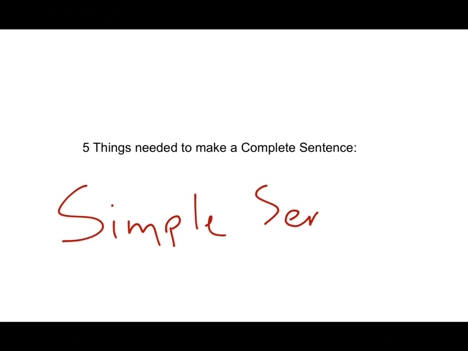Today we're going to talk about the 5 things needed to make a complete sentence, or what we call a simple sentence. So the first thing we need to know are the 5 things.